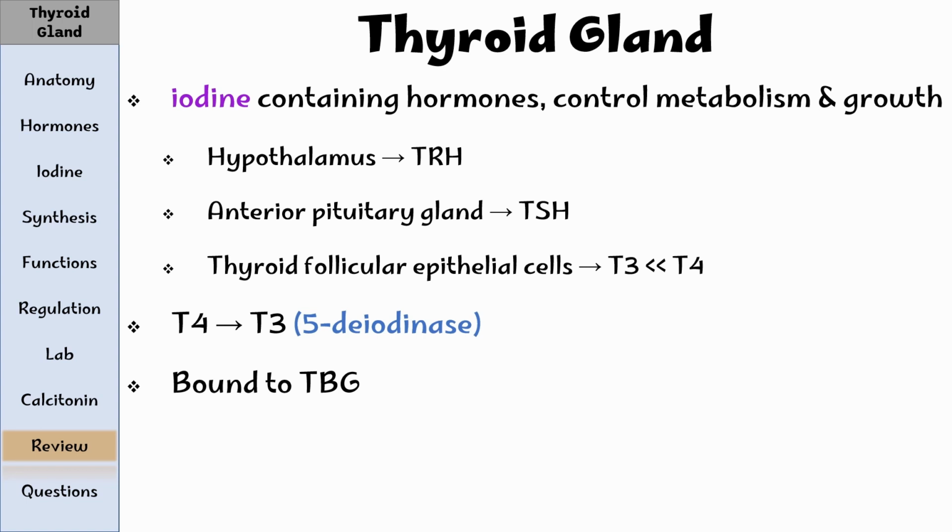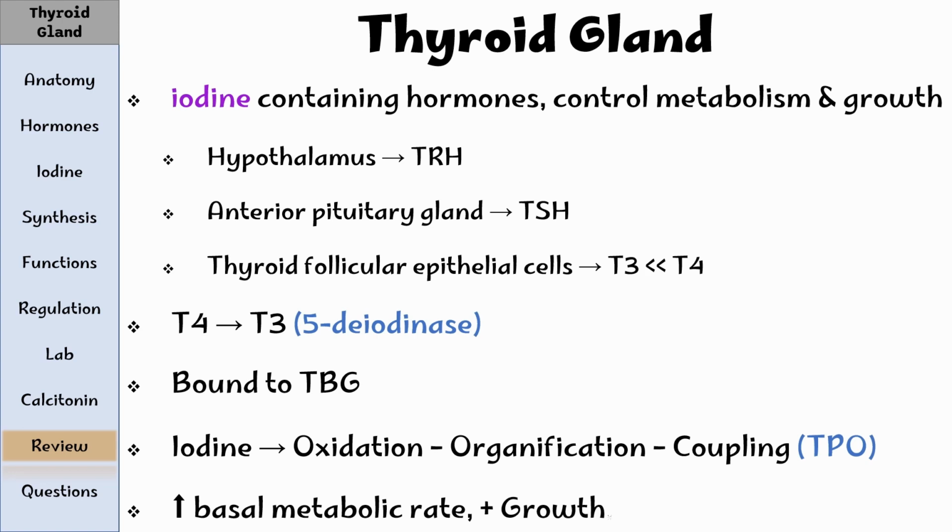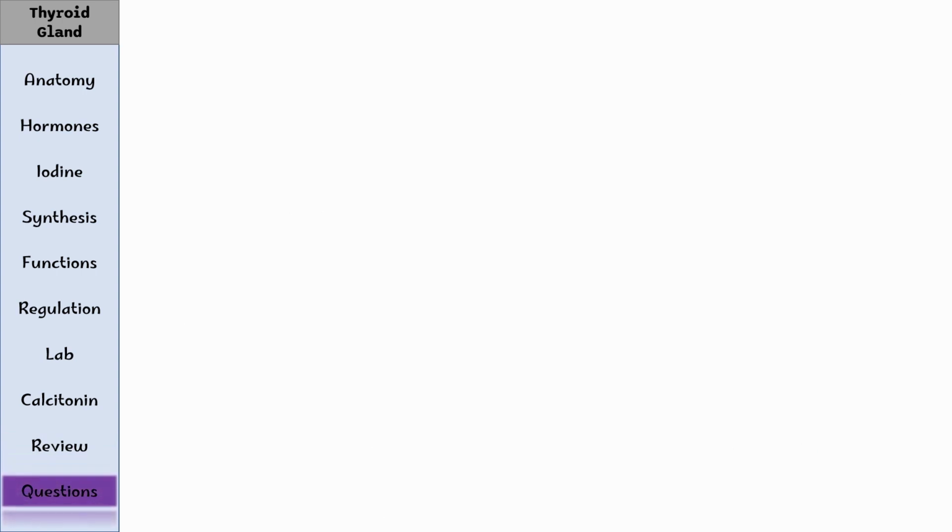In the thyroid hormone synthesis, iodine is uptaken, then it undergoes oxidation, organification, then the coupling of MIT and DITs occur, all catalyzed by the enzyme thyroid peroxidase. Thyroid hormones increase the basal metabolic rate, stimulate growth, and activate sympathetic adrenergic receptors. This concludes our discussion about the subject.